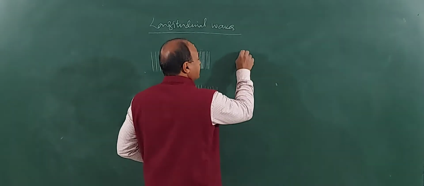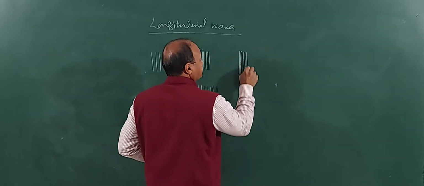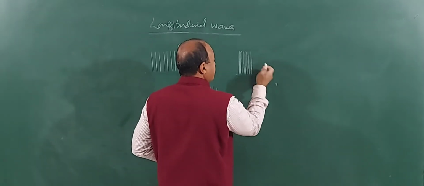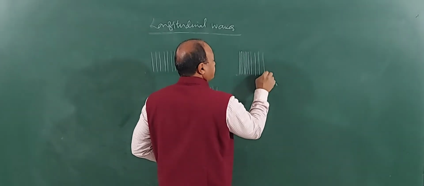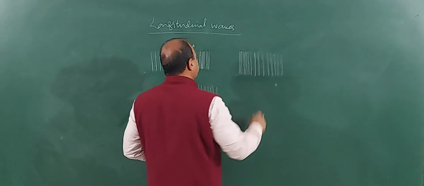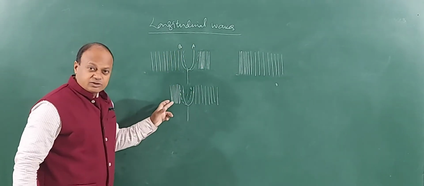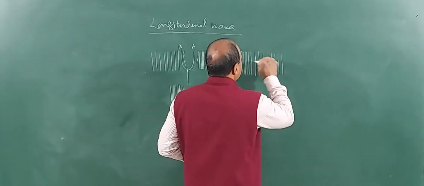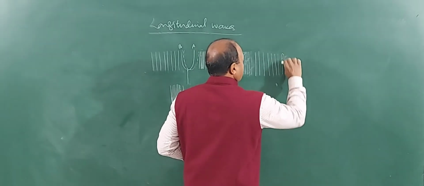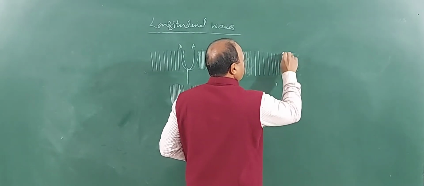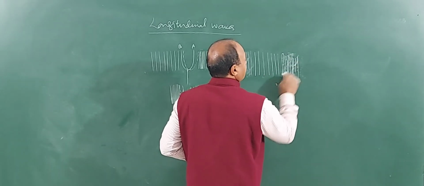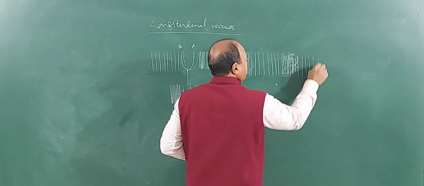So how will it change? At some point they will be compressed. See here they are compressed, and alternately they will be rarefied. Again, if I combine these two, again they will be compressed. See, these are compressions. I make it look dark. Again, these are compressions. Here we have particles. And again here will be rarefied.